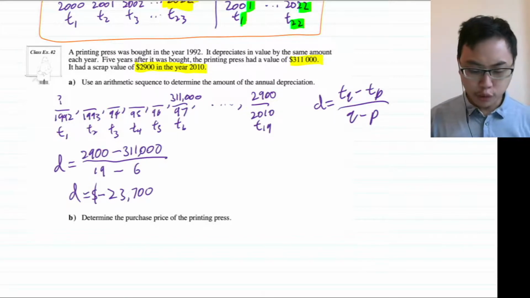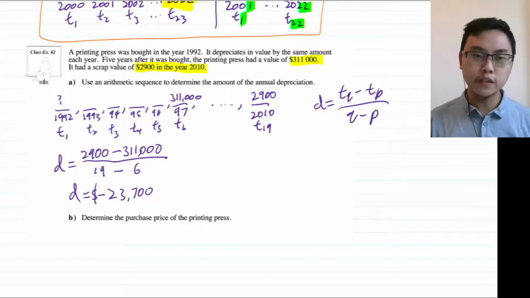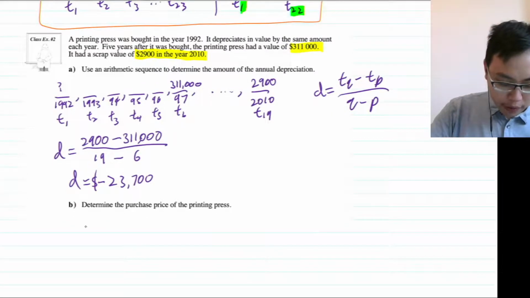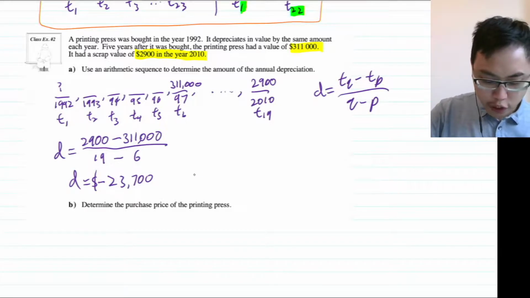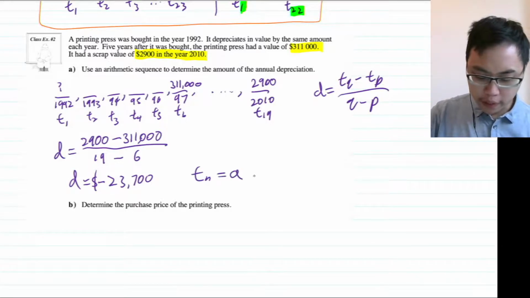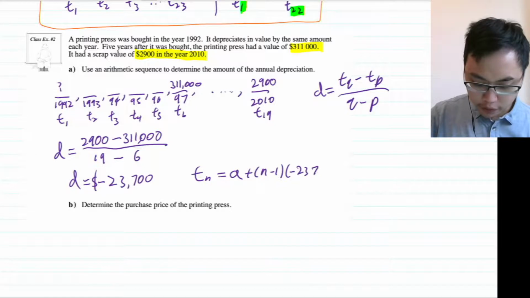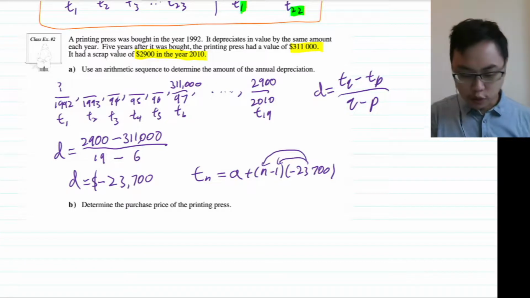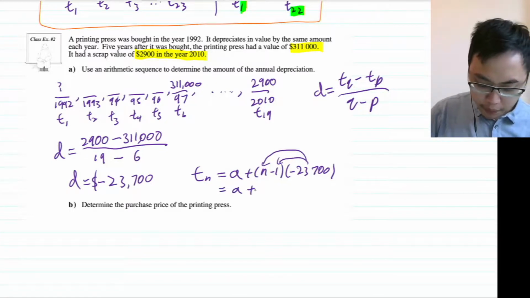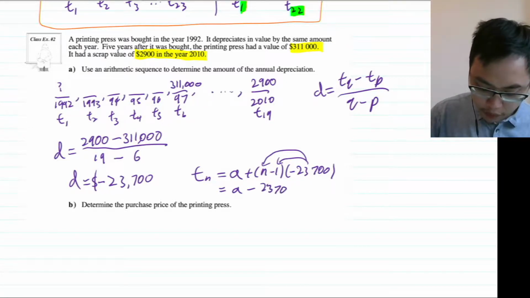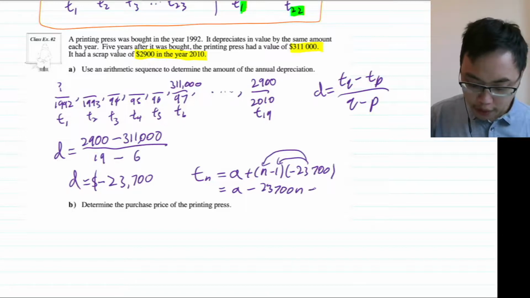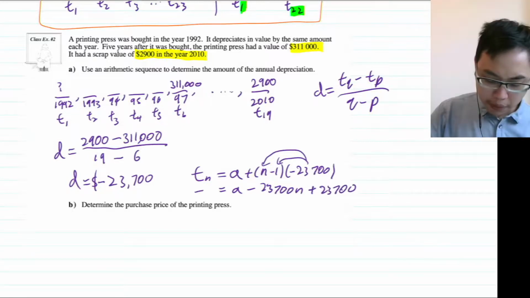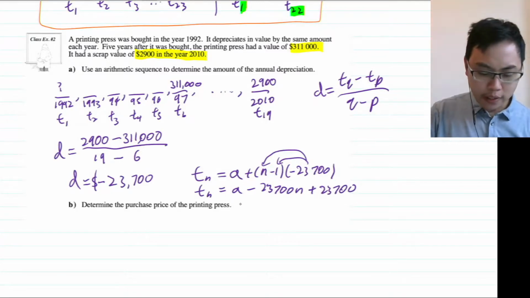So let's have a look now. We want to determine the purchase price. We want to work out what T1 is, the year that it was bought. To do that, we can say that the general term Tn is going to be the first term A plus n minus 1, and the common difference is negative 23,700. So let's go ahead and multiply out the bracket. So we'll have Tn is A, not plus anymore because that's negative, so minus 23,700 n, minus times minus will be plus 23,700. So this will be my general term.